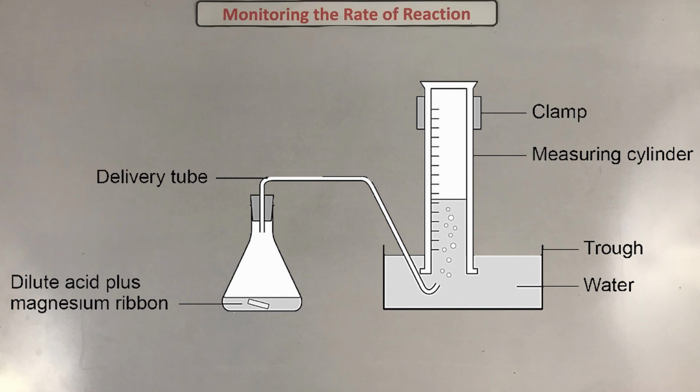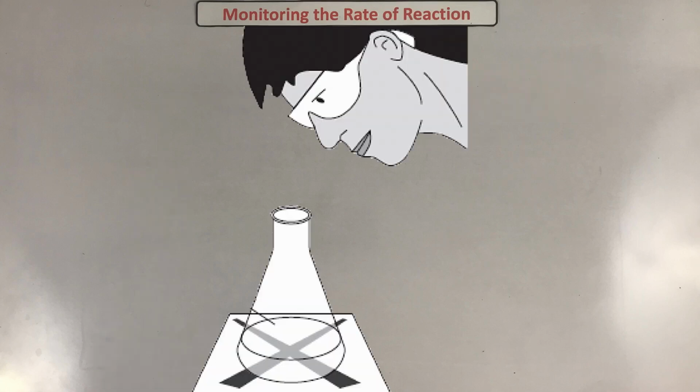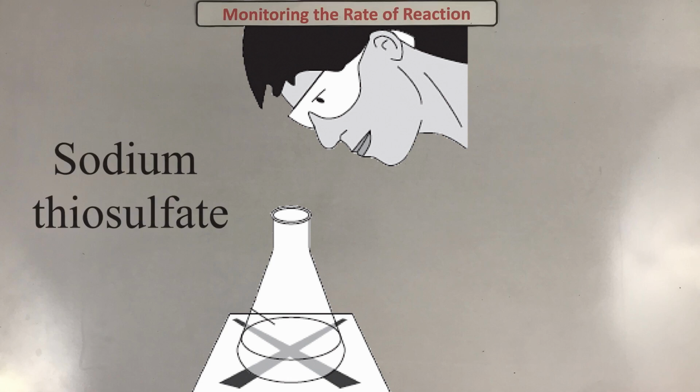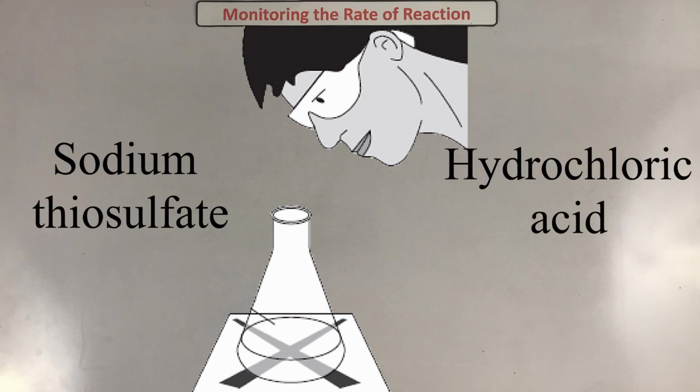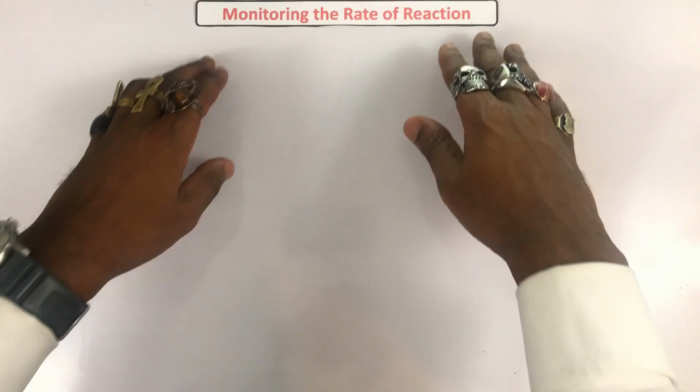The more precise method of doing this is to use a gas syringe. The increased pressure from the gas formed pushes a plunger inside your graduated tube that allows you to measure the volume of gas you've collected. The color change reaction is one that you are likely to encounter, especially in your exams, and this uses sodium thiosulfate. When reacted with hydrochloric acid, it turns cloudy, so you could use the time it takes for the solution to go completely opaque as a measure of your rate of reaction.